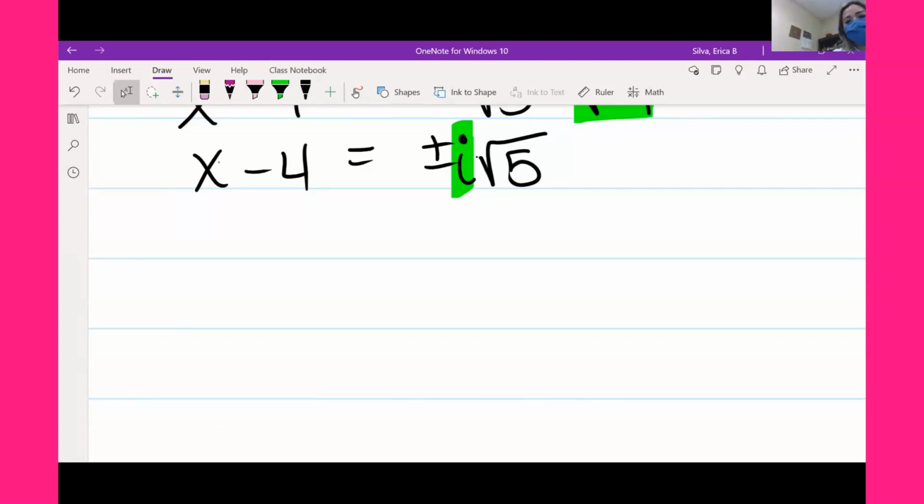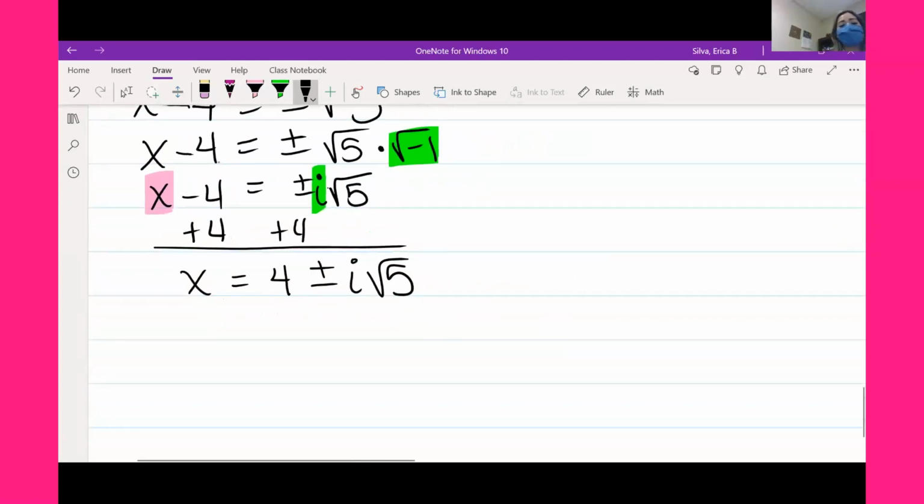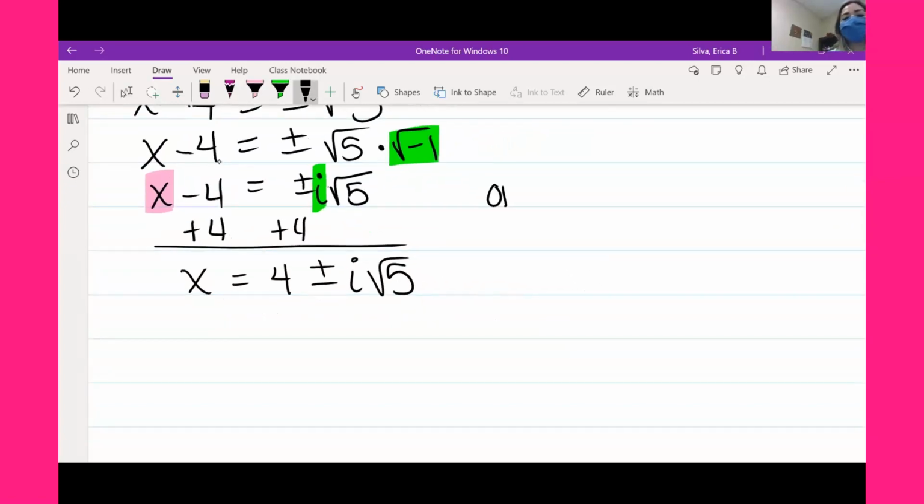So from here, we're going to separate our equations, one with plus and one with minus. Actually, there's two ways we can do it. We can add 4 to this side because now we're solving for x, and add 4 to this side. And this gives us 4 plus or minus i square root of 5. Or if you're used to the other way, x minus 4 equals plus or minus i square root of 5.